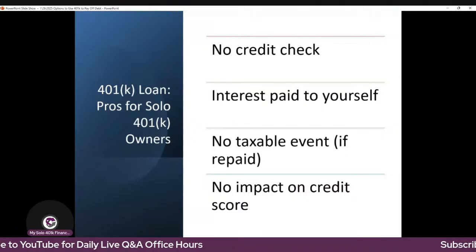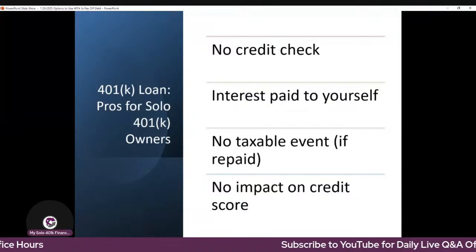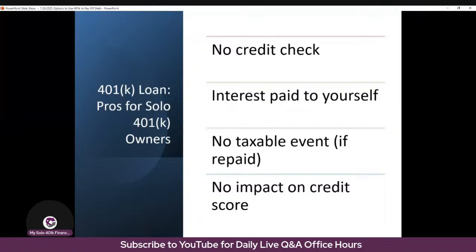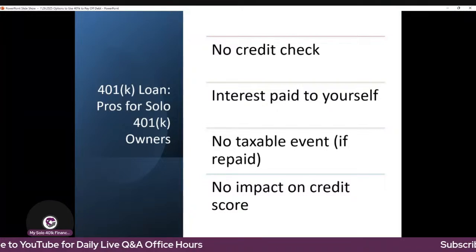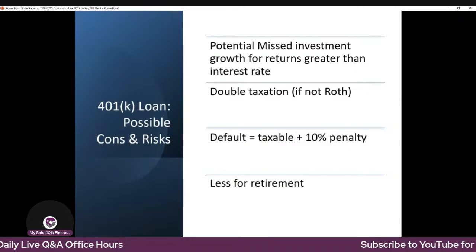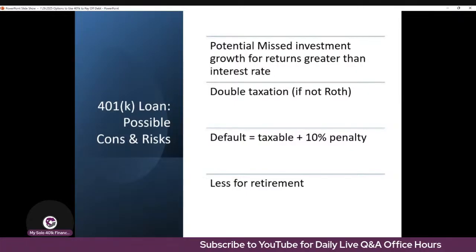Even if you don't pay it back, it's going to go into default. Yes, you then have to pay taxes and penalties on the unpaid balance, but there would still be no impact on your credit score. What are some of the possible cons, possible risks?